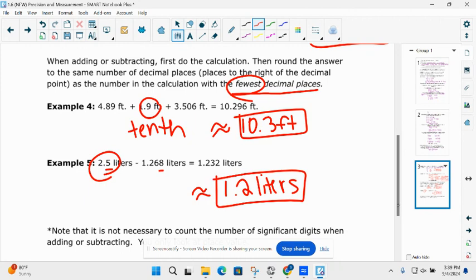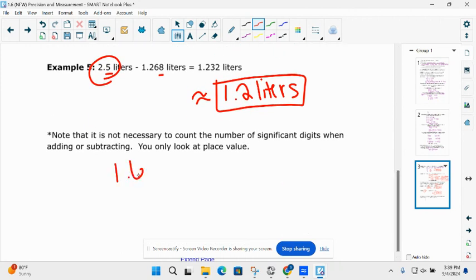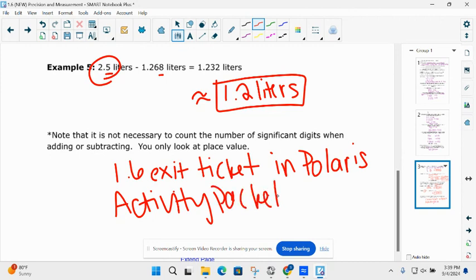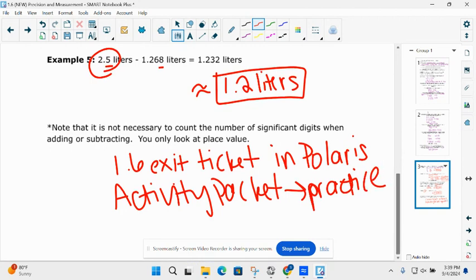Okay, so now you're going to go to the 1.6 exit ticket in Polaris. You have an activity packet that has extra practice problems that would be good to study for your upcoming quiz. And then you also have the 1.6 Edulastic homework.